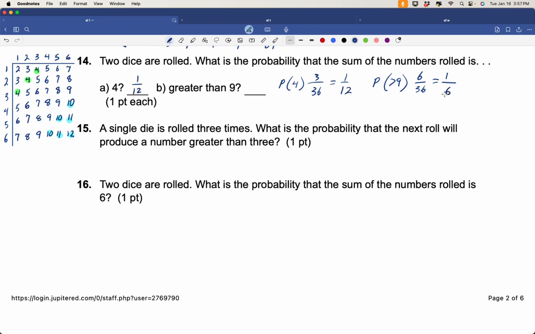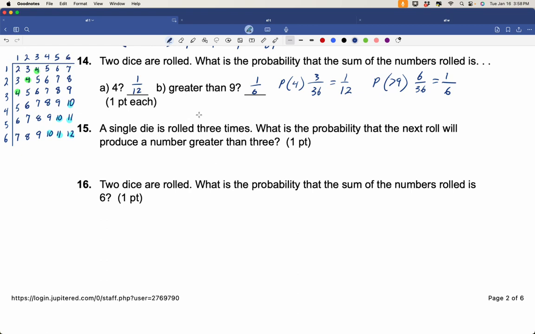This one is 1 out of 6 because 6 divided by 6 is 1 and 36 divided by 6 is 6. This would be divided by 3, divided by 3. So this one is 1 out of 6. This one is 1 out of 12. So I'm sorry, I did not mean to make that mistake.